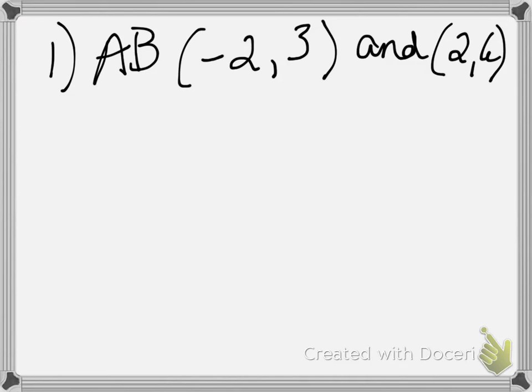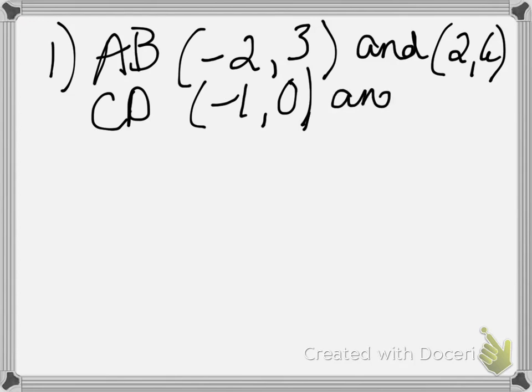They also give you a line, CD, and the points for that one are (-1, 0) and (3, 3). And what we're going to need to do is find the slope of each line.